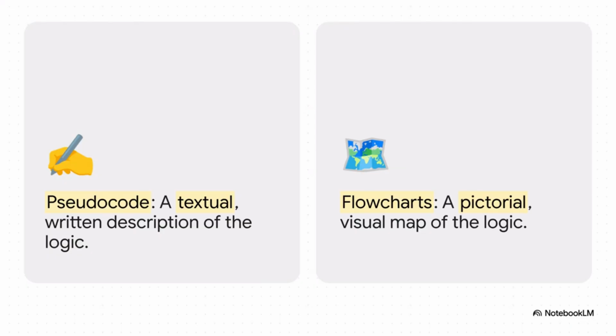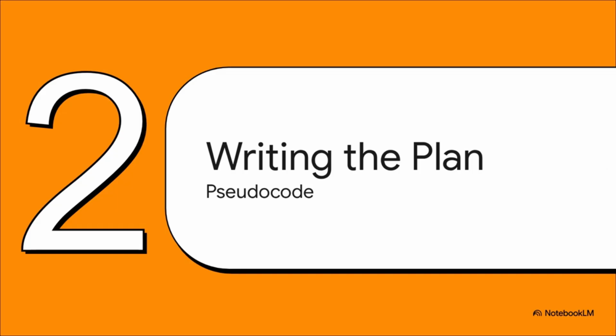Now, when it comes to making these plans, we've basically got two main ways to do it. We can write it all out, kind of like a recipe, using something called pseudocode. Or we can draw a picture of it, like a map, and that's called a flowchart. So you've got your text option and your visual option. Okay, let's tackle the first one, the written recipe.